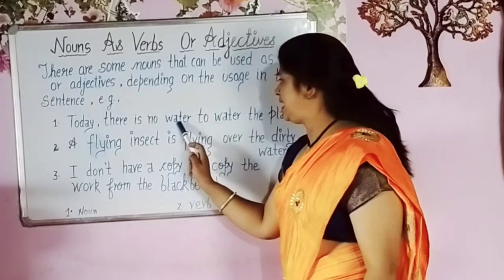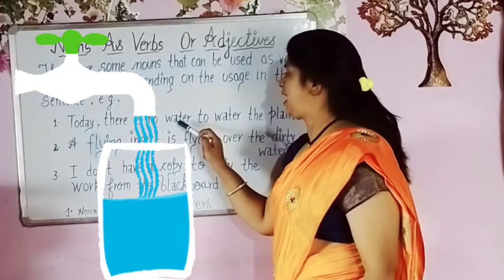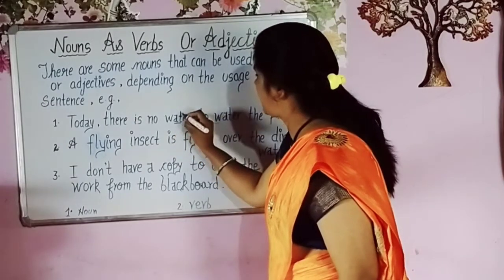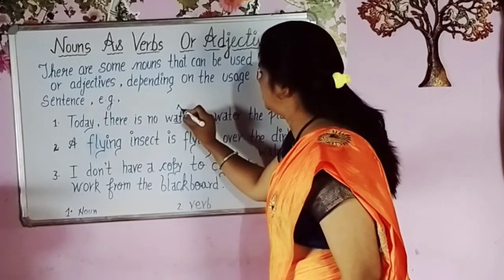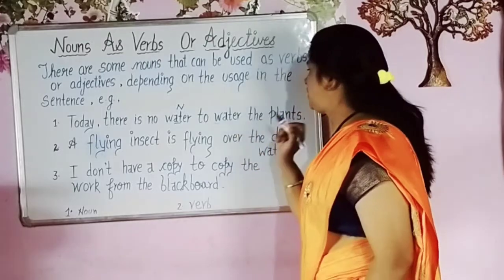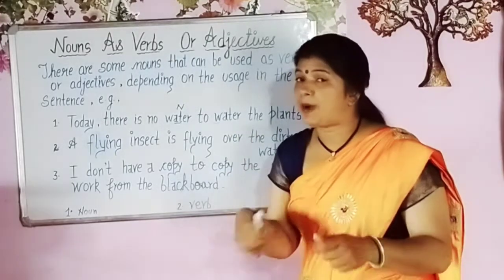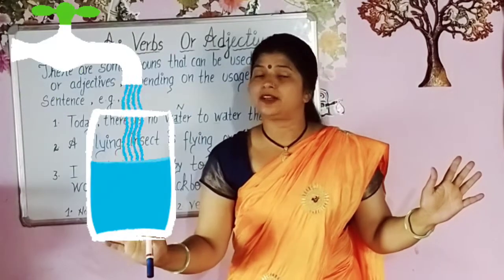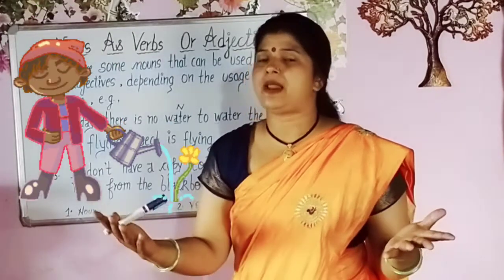आज कोई पानी नहीं है। यहाँ पे water means क्या है? पानी. That is, it is a noun. ये किसके बारे में कह रहा है? Noun के बारे में कह रहा है. So, to water the plant. Here, water means होता है पानी देना. ठीक है? To water the plant.